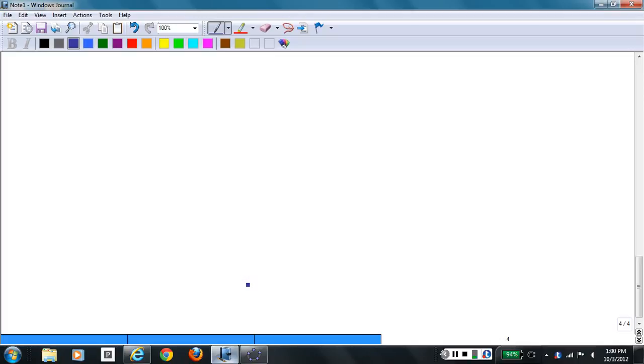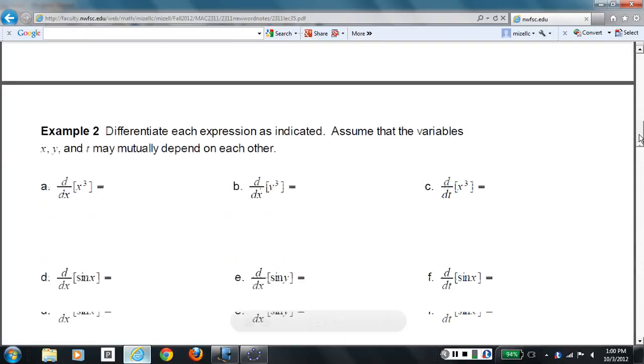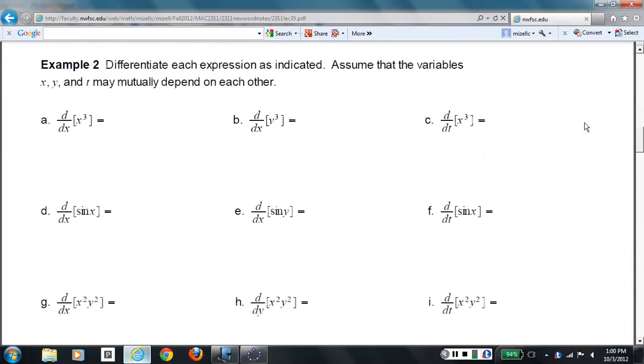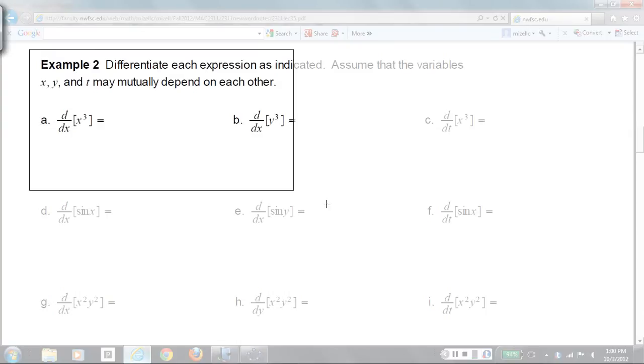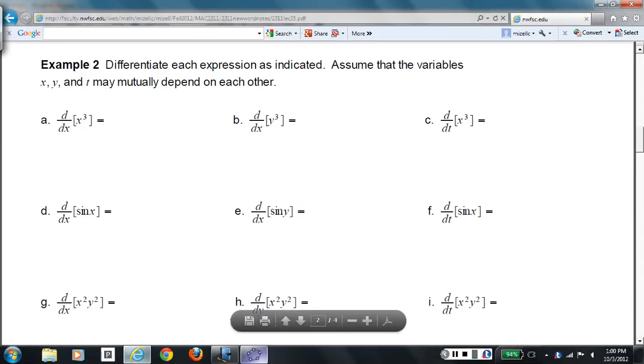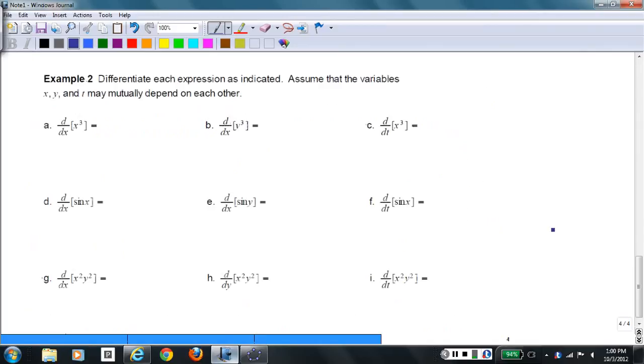So differentiating with respect to x is no trouble if the expression is given explicitly in terms of x. But if there's some other variables mixed in, we want to make it as clear as possible how to carry out this process. So let's see if we can make sense of this in example 2. And yes, I believe I have 9 distinct examples here. Hopefully I do. d dx of x cubed, exactly what we would think, 3x squared.